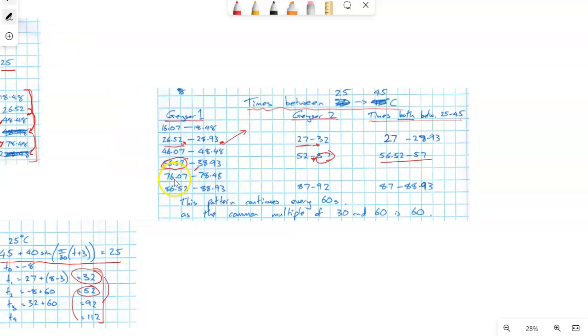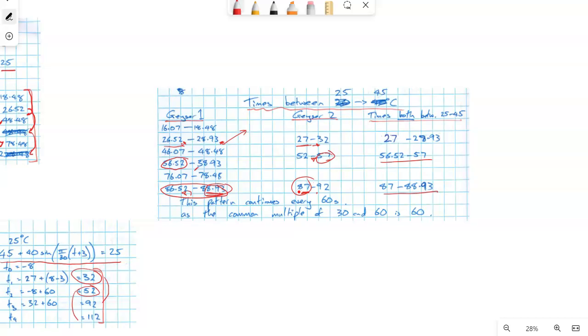Okay, and then we can see Geyser 1's closed between 76 and 78, and Geyser 1 is open at that time, so there's no overlap there. Geyser 1's closed at 86.52, which is before 87, but then you can see Geyser 2 is closed at 87. 87 is between these times, and then we've got 88.93. Geyser 1's open, so it's only going to be between 87 and 88.93 where they're both closed.